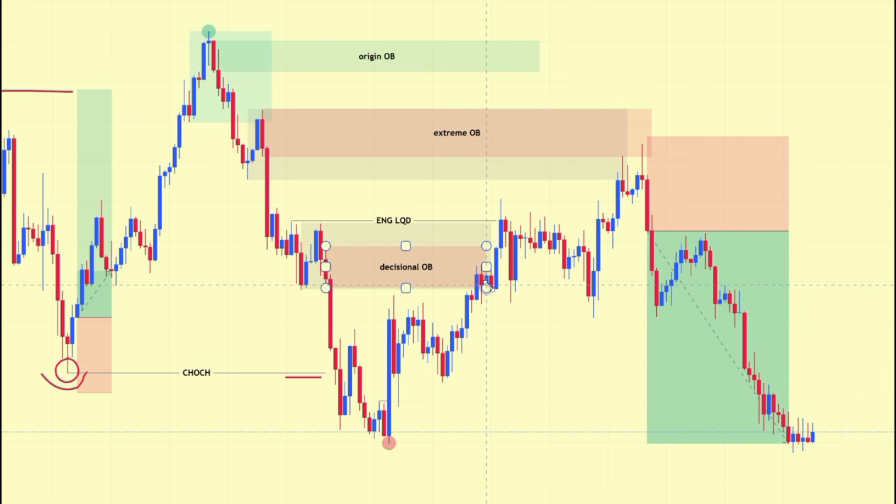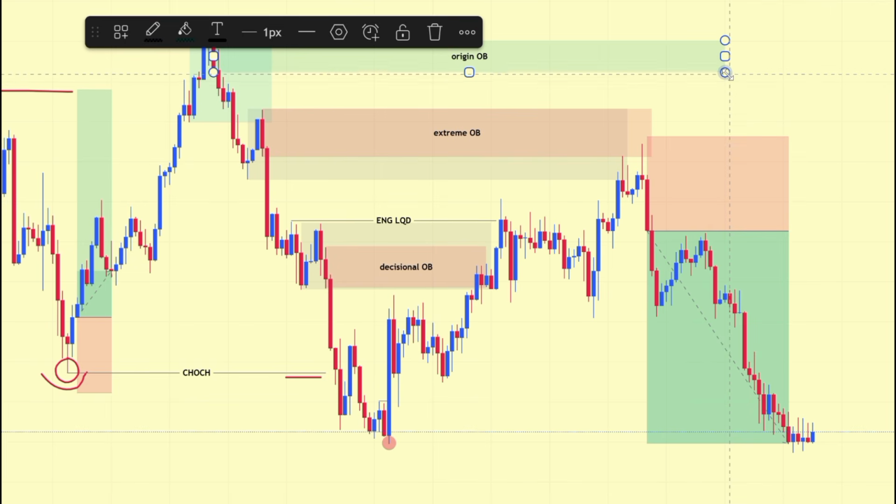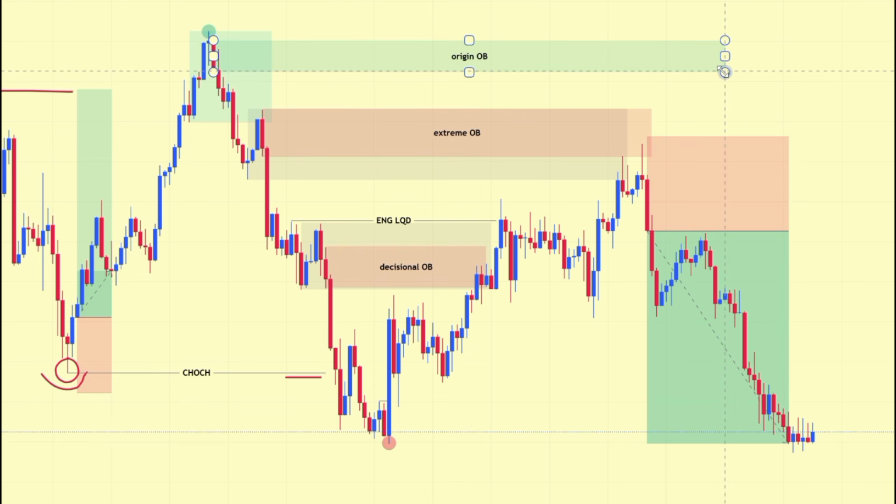This means that the decisional POI can fail, the engineering liquidity sweep can fail, but if the extreme OB fails, that is if there is no origin order block, because if the extreme OB fails, in this case we'll be looking forward to the origin order block, because now that will be the highest probability in that case. But in this case, since the extreme OB is available, this extreme OB is the highest probability. If the extreme OB now fails, we'll be looking for the origin OB, but in most cases the origin OB is not there. So yeah, those are the 4 entry modules.